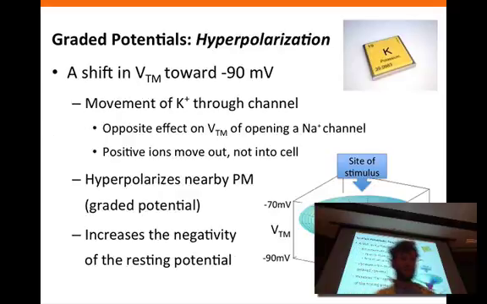And then hyperpolarization. So this is what potassium does. Potassium's equilibrium potential is actually lower than the minus 70 resting potential. All right? So it's a shift in the transmembrane potential towards minus 90. So you can imagine it in the same way here. Here's minus 70, and instead of heading upwards towards 0, we're going to head down towards minus 90. And at this point of stimulus, that hyperpolarization gets less as you move away. So it increases the negativity of the resting potential.